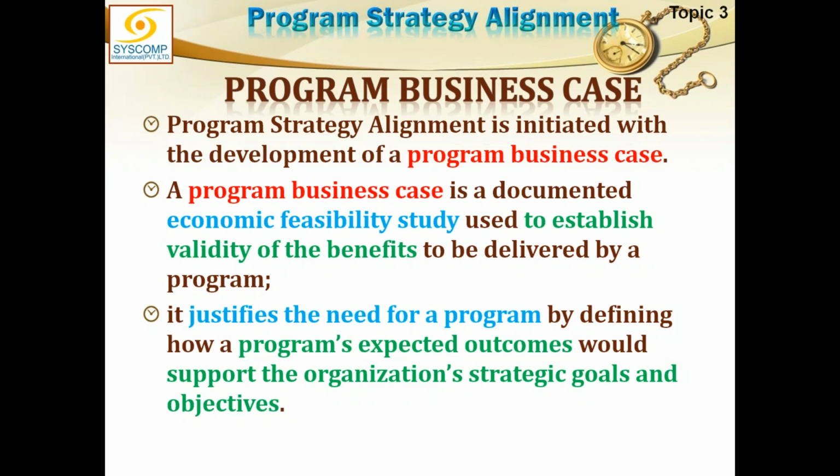It justifies the need for a program. This business case provides you a justification of the program, because if this justification does not exist, the program will not exist. So it justifies the need for a program by defining how a program's expected outcomes would support the organizational strategic goals and objectives. It should be clear how this program is going to ultimately yield those benefits, and it should be justifiable.